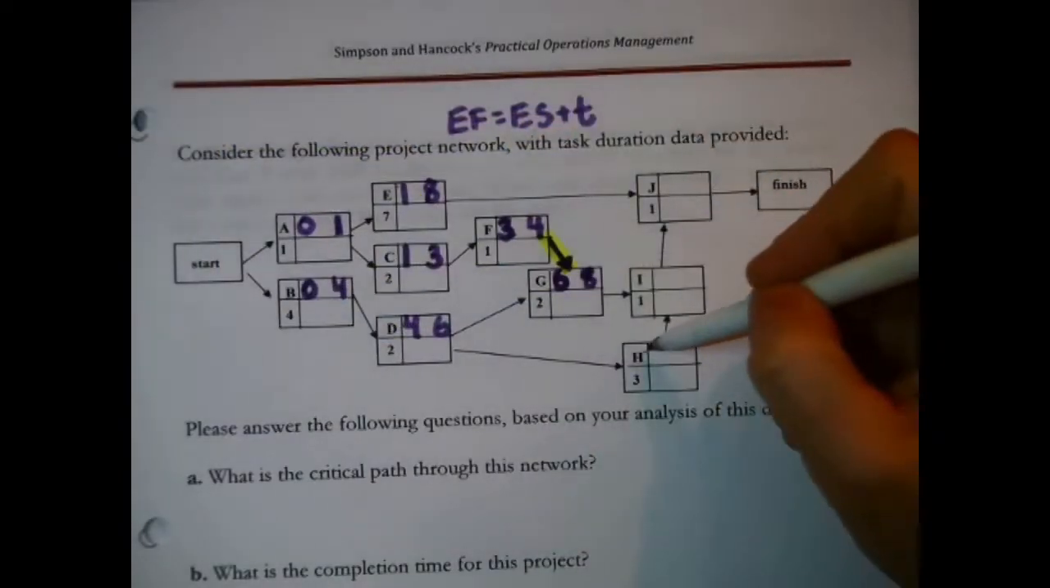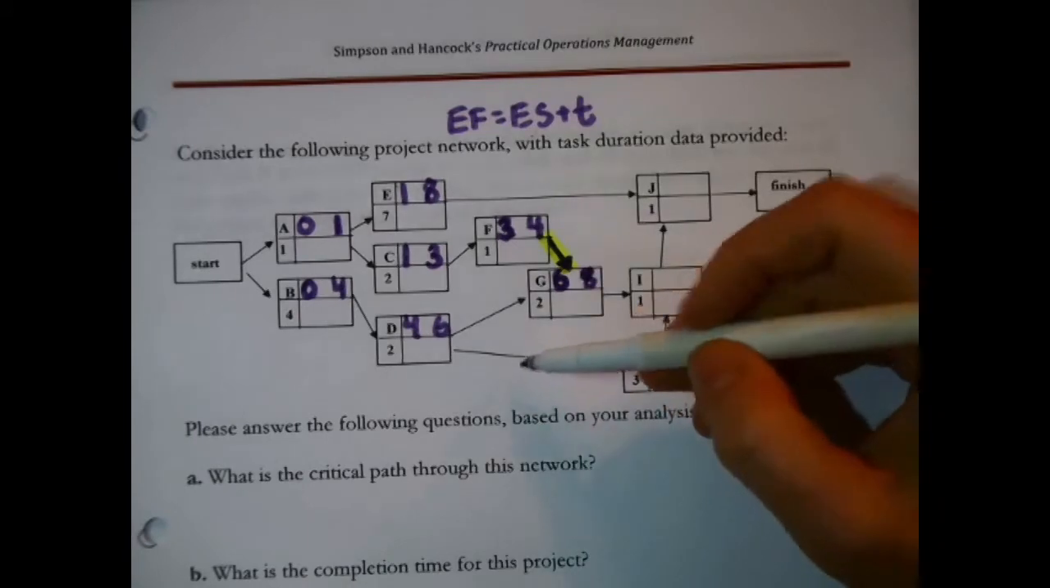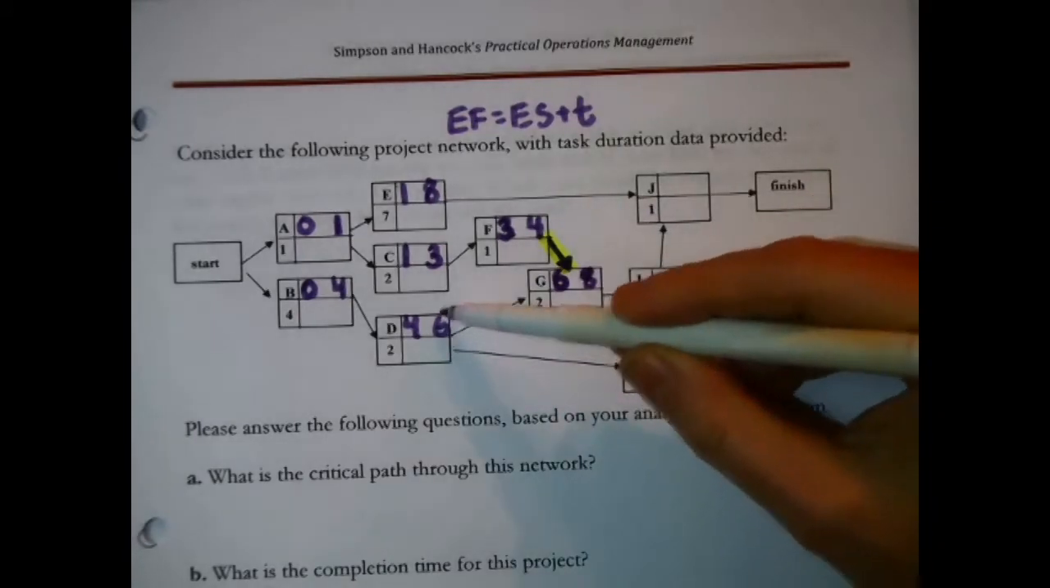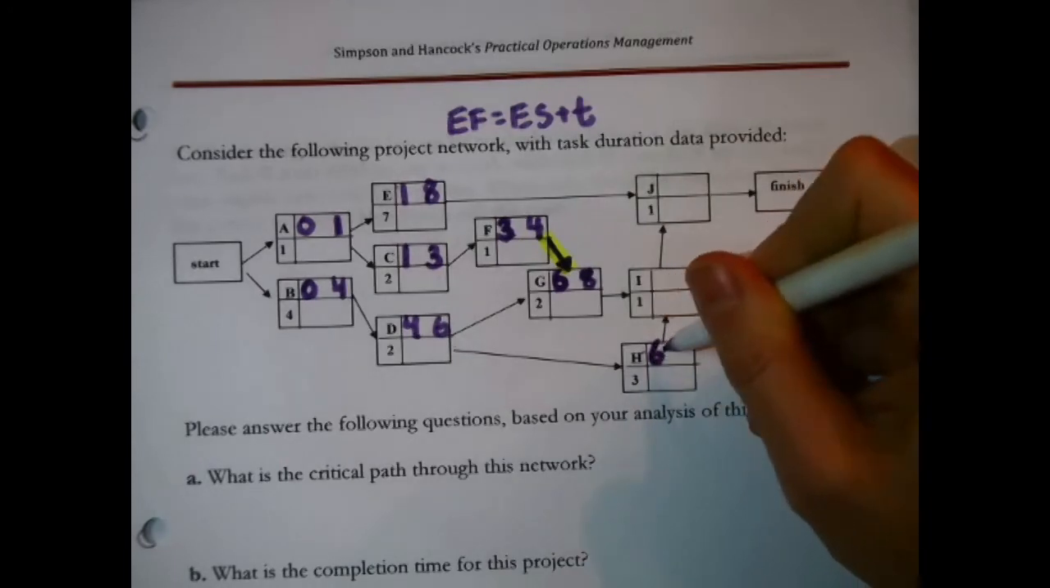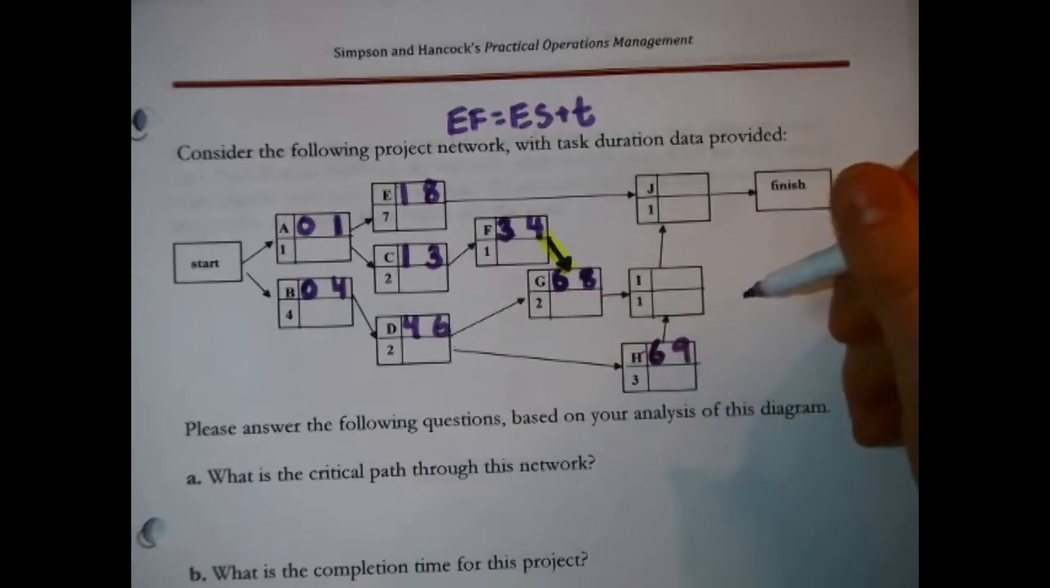Let's see, H. H only has one task preceding it. I'm tracing one arrow back, and that's back to D again. That means that 6 gets passed to here as well. H could start at the earliest in 6 days. 6 plus 3 is 9. H could finish at the earliest in 9 days.